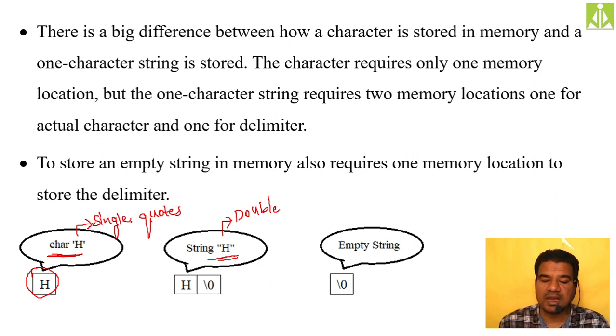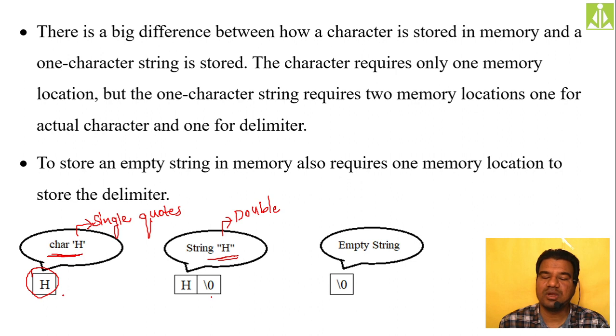If it is a normal character, it will consume only 1 byte of memory because it requires only one character to store. But if it is a string, along with the character we have to store the delimiter as well, to indicate the end of the string. So even to store one normal character we require 2 characters: one for the actual character and one for the null character. Likewise, a string with only one character consumes 2 bytes of memory.